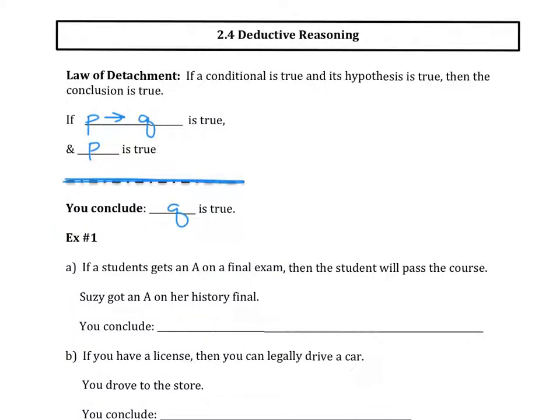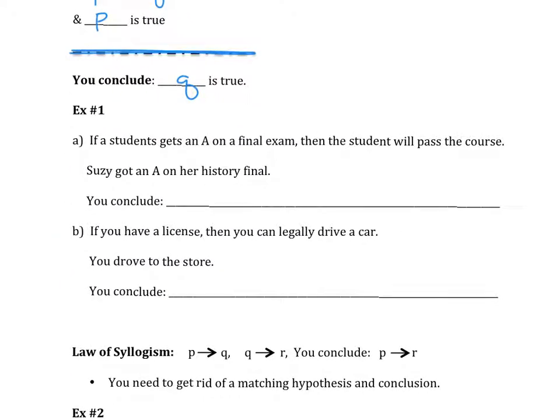So first example says this. If a student gets an A on a final exam, then the student will pass the course. Okay, so there's your conditional statement. There's your if P then Q. And so we're saying that's true. If a student gets an A on the final, they're going to pass the course because the final is worth so much of their grade that there's no way to fail the course. The next statement says Susie got an A on her history final. And if you notice, that corresponds to that hypothesis of the first statement, right? It says if a student gets an A on the final, Susie got an A on her history final. We're really saying the same thing there, right?